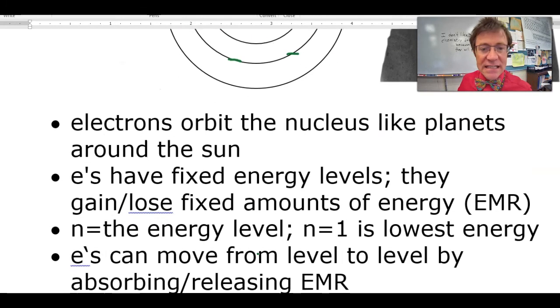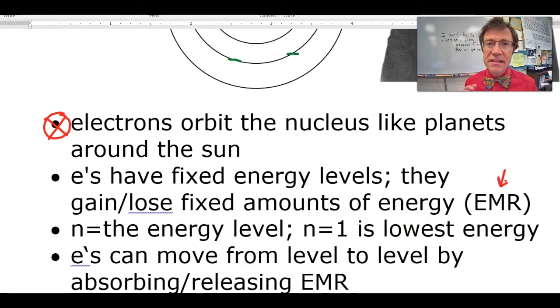So here's what he said. He said electrons orbit the nucleus like planets around the sun. Now, this is the only thing that he got wrong. That is it. Everything else was absolutely right. The next thing he said is that electrons have fixed energy levels, or places where they can be. And they gain or lose fixed amounts of energy in the form of EMR, or light.